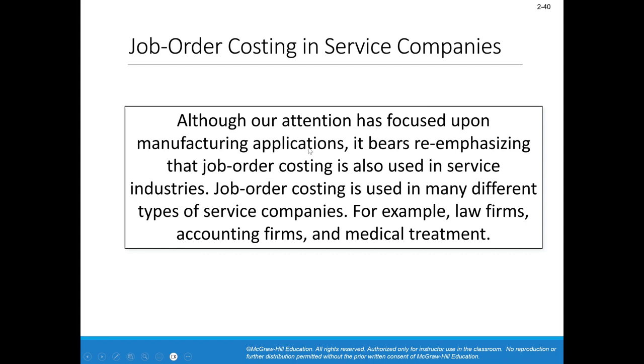You can do this with services as well. You can do it with law firms, accounting firms, medical treatments, and you just come up with your overhead rate. If you're a plumber, you think, well, I'm going to expect to do so many jobs this month, and my overhead is X, so I'm going to apply that. Same thing with medical treatments, with hospitals, with surgery, etc.